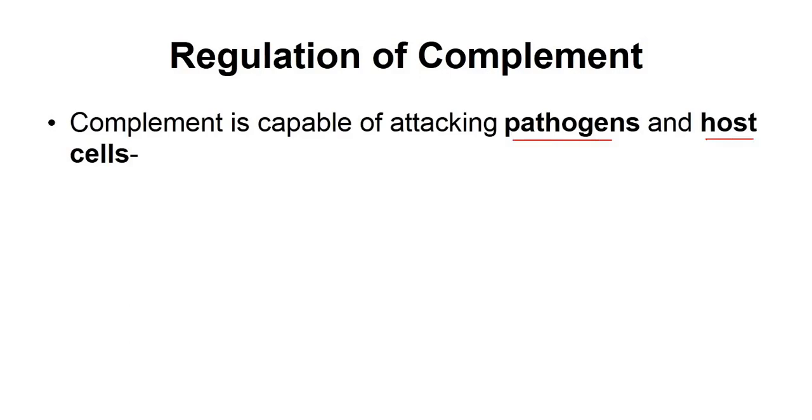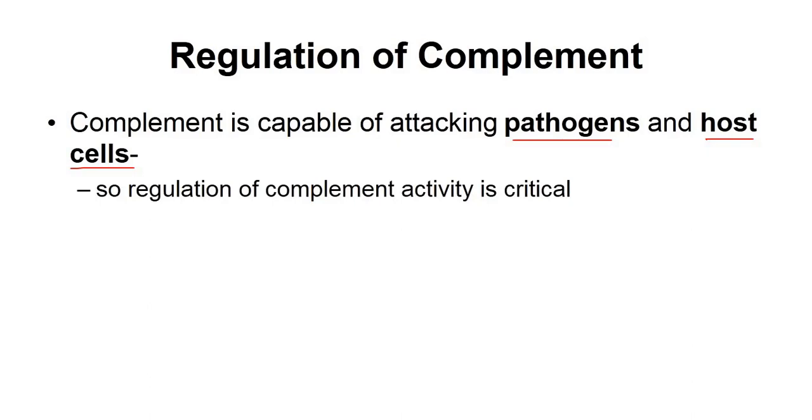Attacking pathogen, of course, is a beneficial task, because we want the microbes, the harmful disease causing organisms, to be eliminated. But what if the complement system targets your own host cell? That is definitely going to be unpredictable injury for the cell. So to that end, we require complement system to be critically regulated, and therefore it is pertinent that the complement system should be very carefully regulated. And there are two mechanisms for complement system to be regulated.